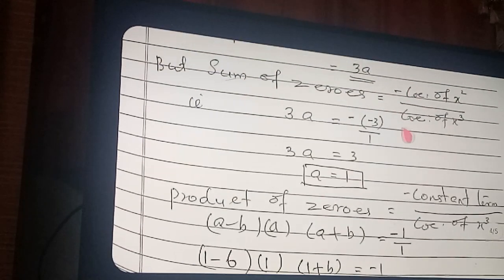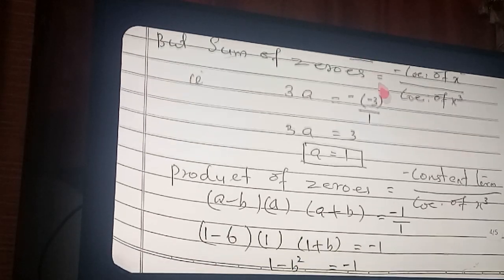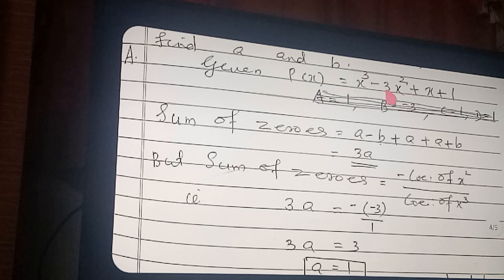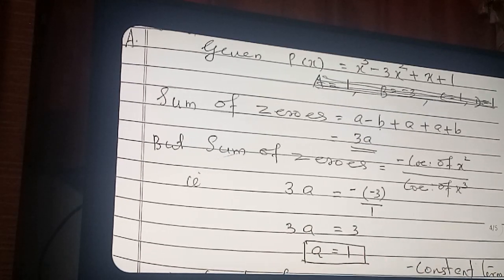So here minus coefficient of x square divided by coefficient of x cube. But you already know the sum of the zeros is 3a. Therefore 3a is equal to minus, what is the coefficient of x square? You see it here above. The coefficient of x square is minus 3. So minus of minus 3 divided by the coefficient of x cube, which is 1. Therefore minus of minus 3 by 1. That means you got 3. So 3a is equal to 3. Therefore you got the value of a is equal to 1.